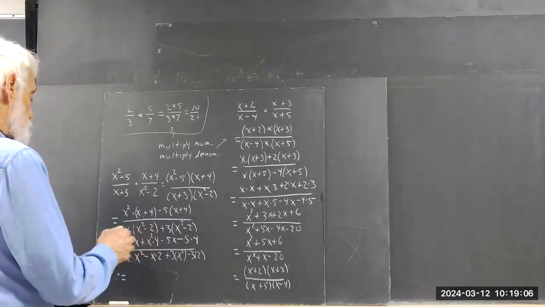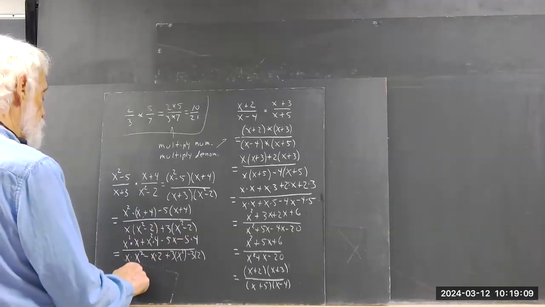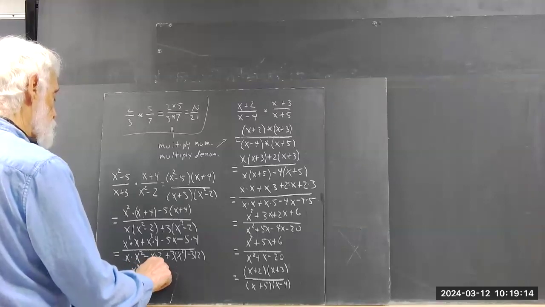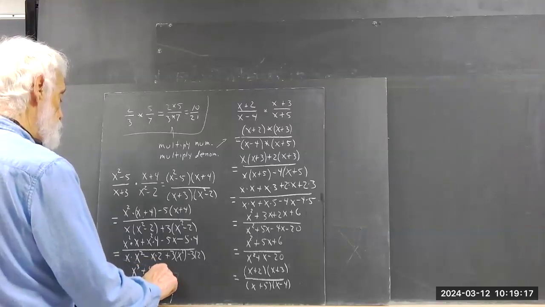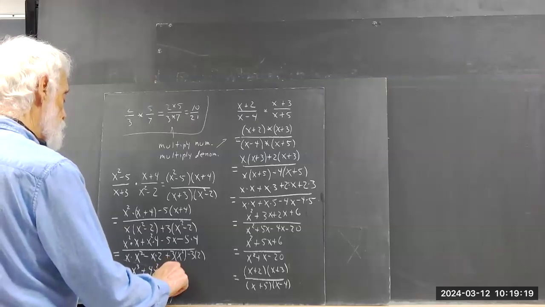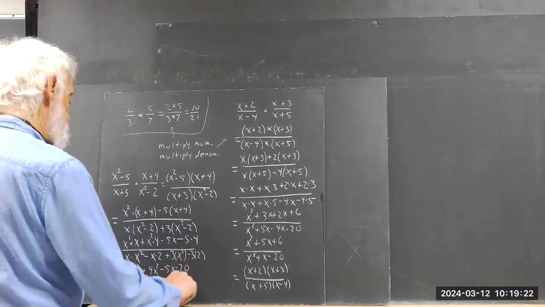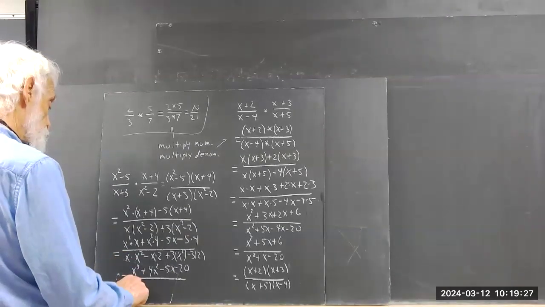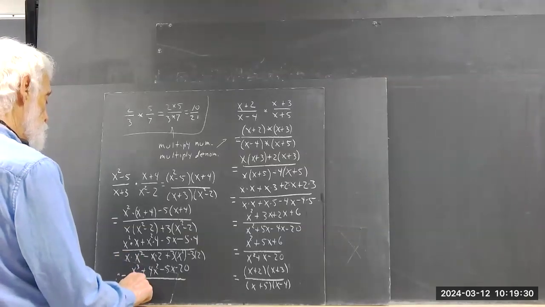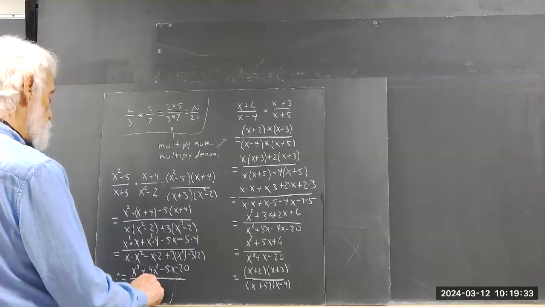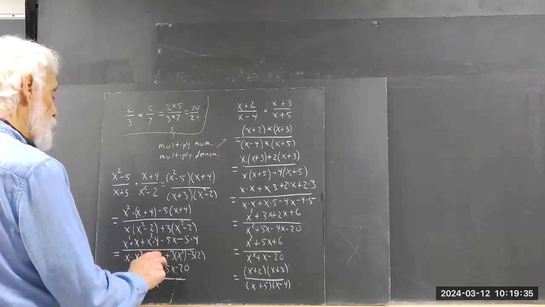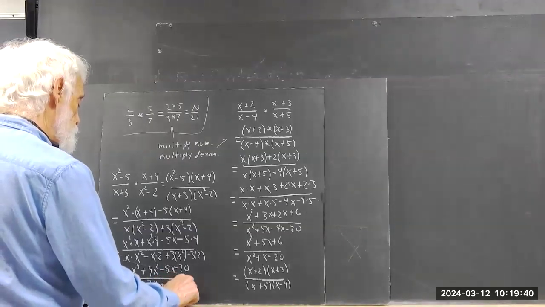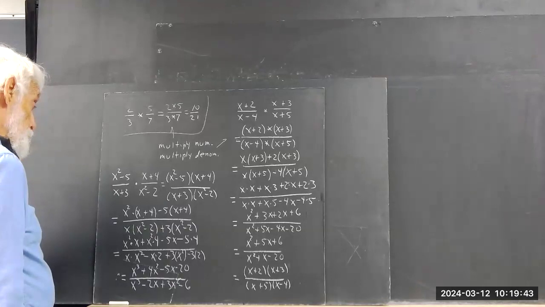Now we can write x squared times x, that's x to the third. And we have 4x squared minus 5x minus 20. The denominator, x times x squared gives us x cubed. X times 2 is 2 times x, so minus 2x. 3 times x squared is 3x squared minus 6.